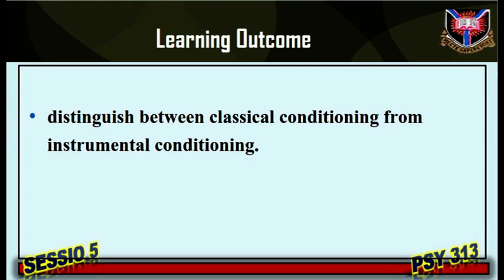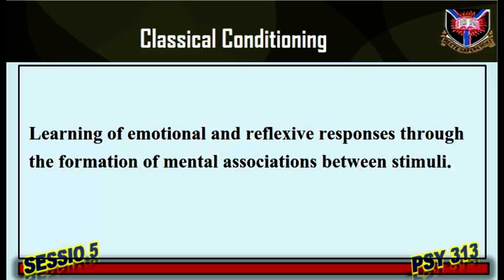Learning outcomes. When you have studied this section, you should be able to distinguish classical conditioning from instrumental conditioning. Classical conditioning. Classical conditioning is the learning of emotional and reflexive responses through the formation of mental associations between stimuli.